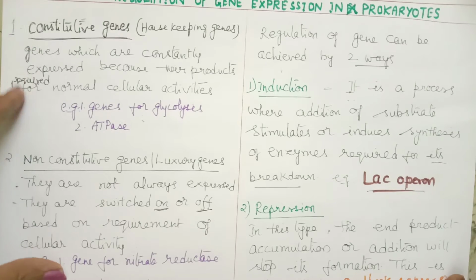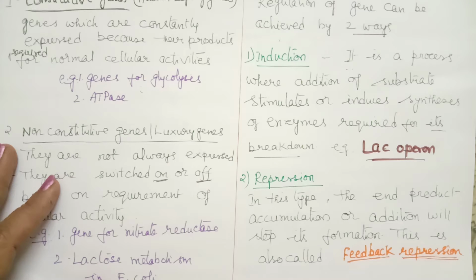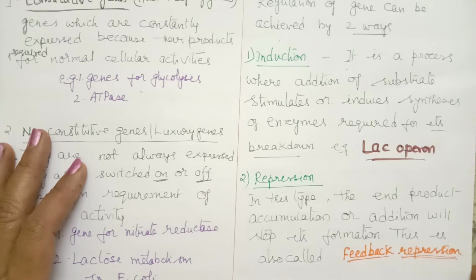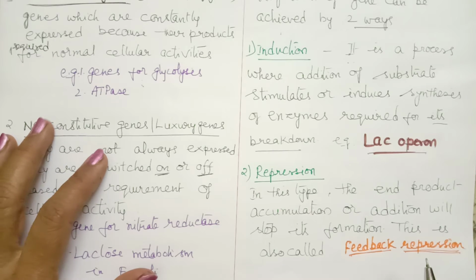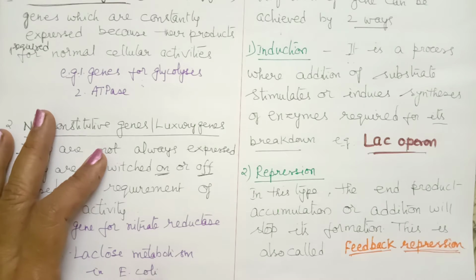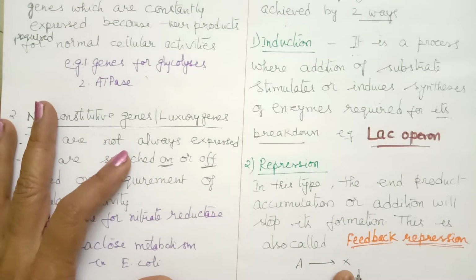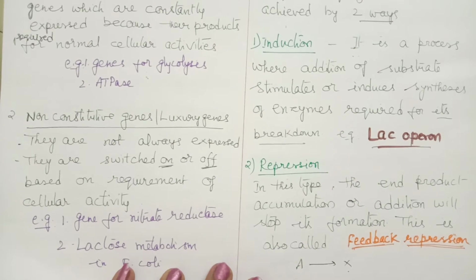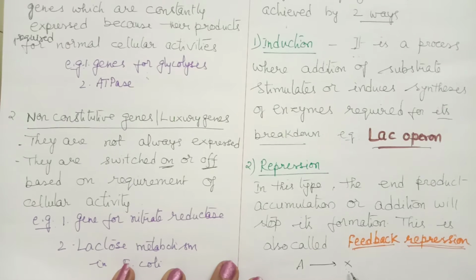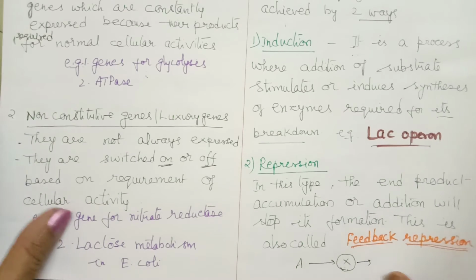The second type is repression. Repression is end product inhibition. When the end product accumulates, or its addition, will stop its formation. Suppose A is getting converted to X, and X is the end product. If X is either added or accumulated, then it will stop its own formation. X cannot be formed if it is getting accumulated. That is called feedback repression.